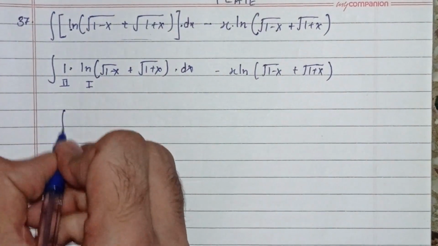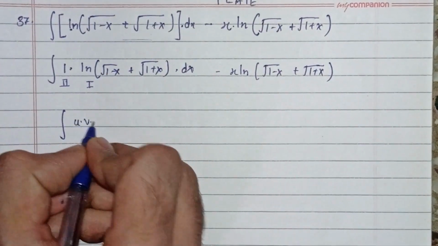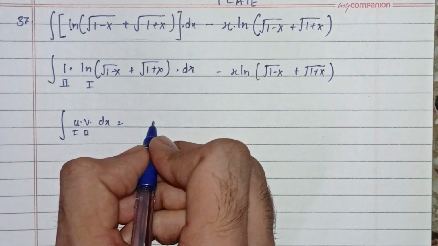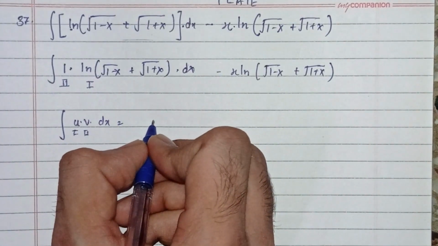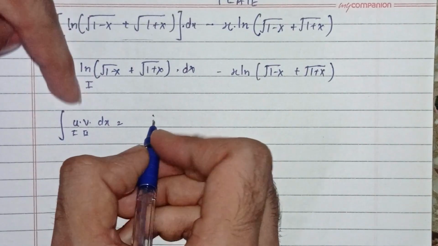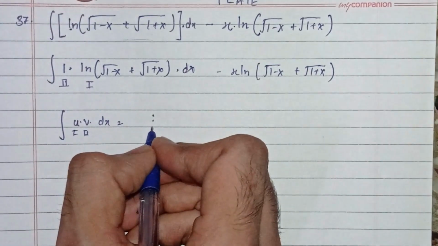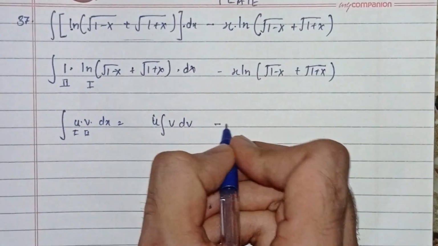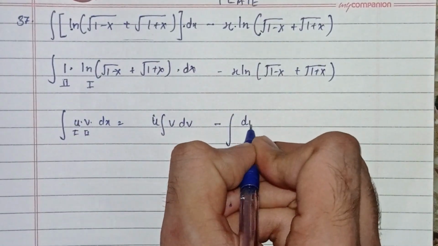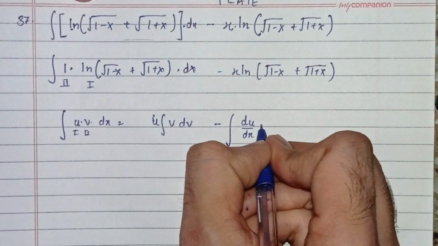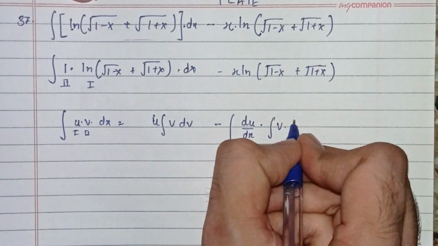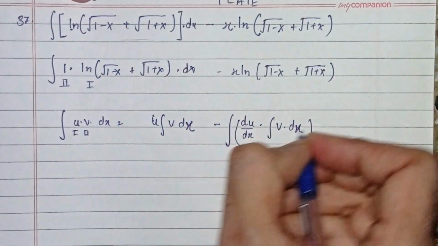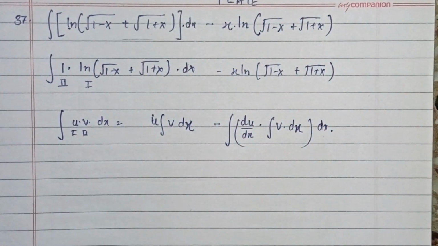So applying integration by parts, ∫u·v dx equals, if this is first and this is second, first times the integration of second, that is u times the integration of v dx, minus du/dx times the integration of v dx, integrated again. So this is by parts.